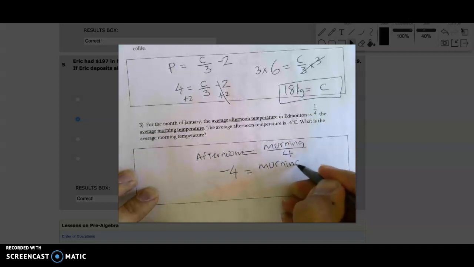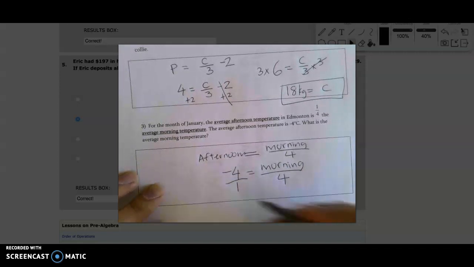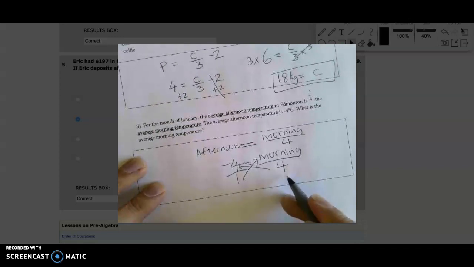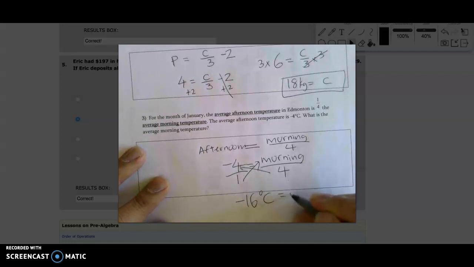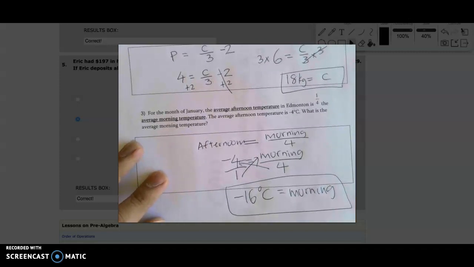So this is a one-step equation. So as always, I'm going to put over 1. I'm going to cross multiply. 4 multiplied by -4 is actually -16 degrees Celsius. Ooh, then my morning is a lot colder, way colder than the afternoon, isn't it?